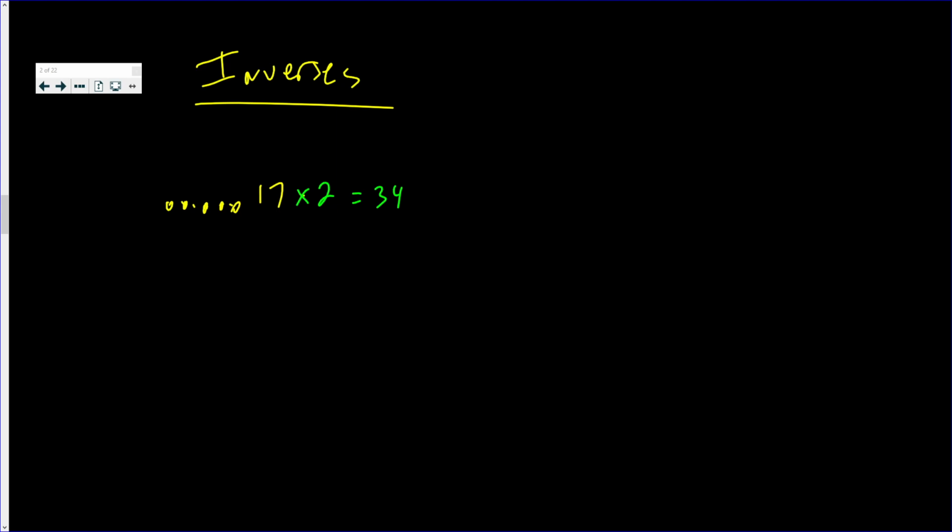And you're like, oh no, I meant to add 2, not multiply by 2. Or I meant to multiply by 37. I didn't mean to multiply by 2. So what you should do is divide by 2. So basically you want to get back to 17 so you can do what you meant to do. You meant to add 37.